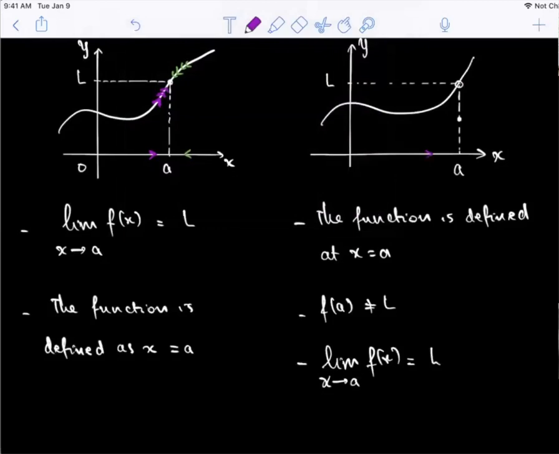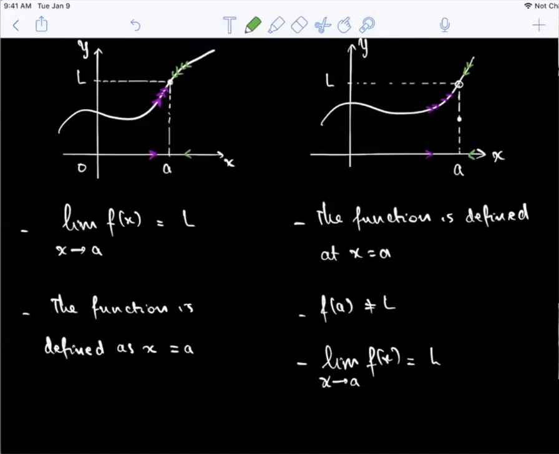So I use two different colors. As x approaches A from the left, the function approaches the value L. The word is approaching. It's not exactly the same. You can get the value as close to L as possible. As x goes to A from the right, the function approaches that value L. Still approaching. It's not going to be exactly at that point L. I'm going to move on to the third graph.